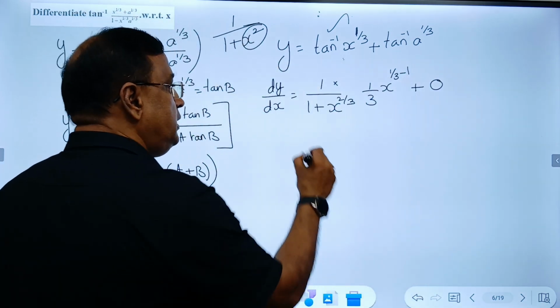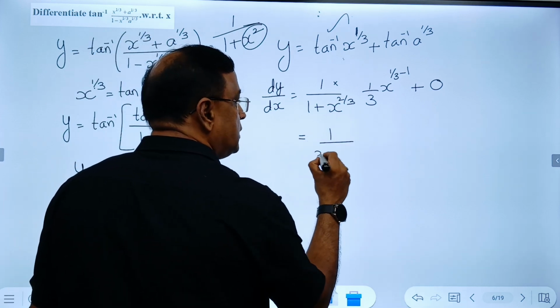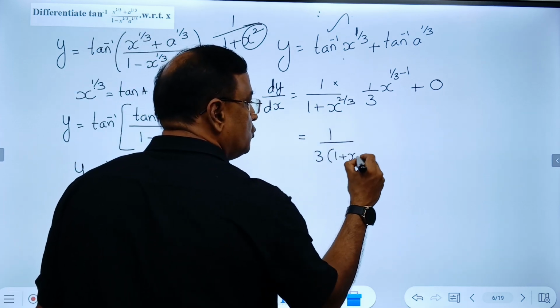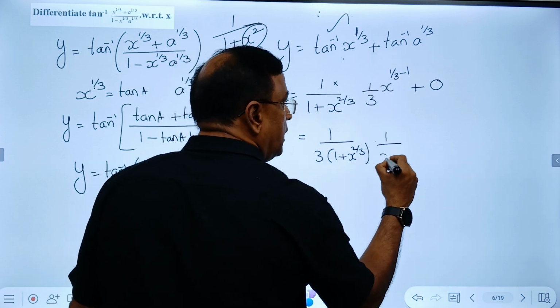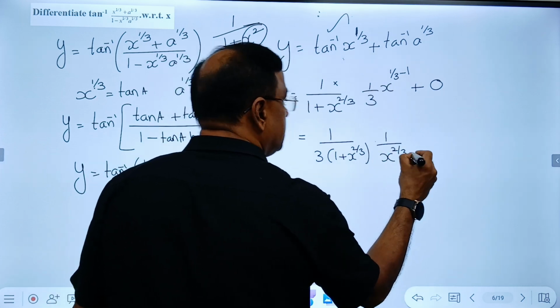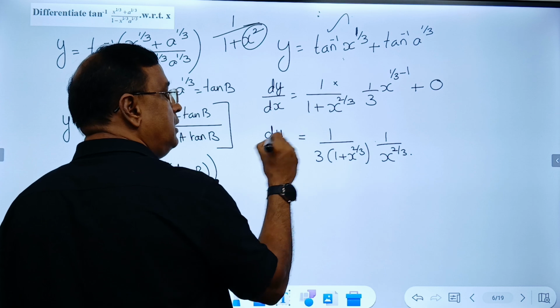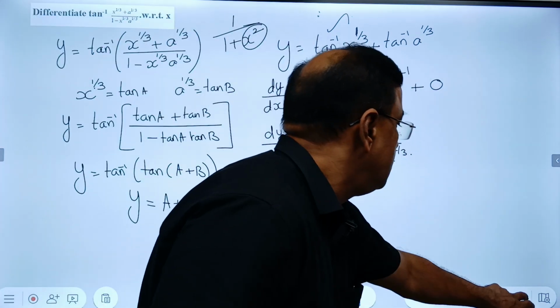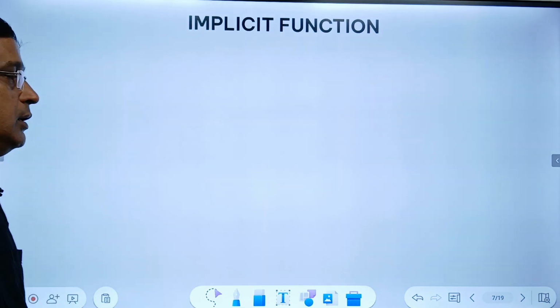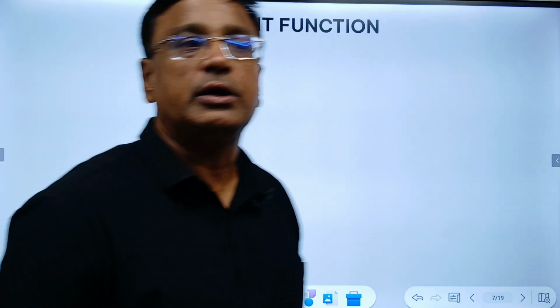So I just want to rewrite it in a better form. So 3 into 1 plus x power 2 by 3. Maybe you can bring this to the denominator and write it as x power 2 by 3. This is your dy by dx. Isn't it simple? Now, with that, I'm going to stop with the inverse trigonometric differentiation.